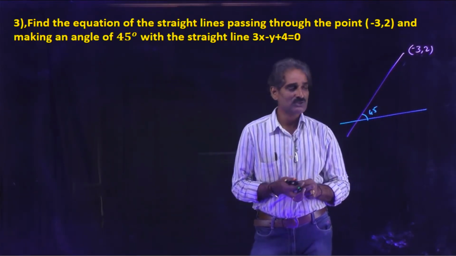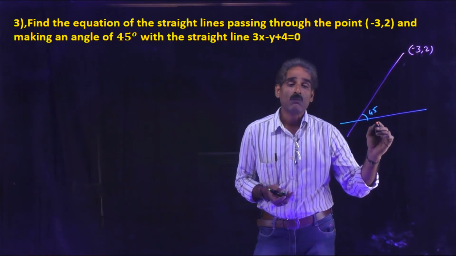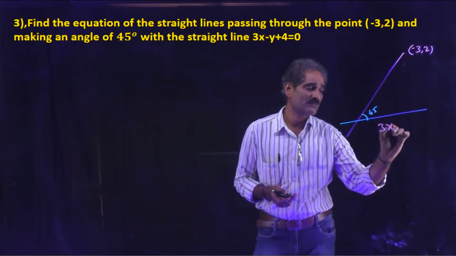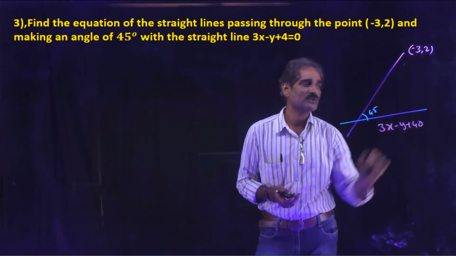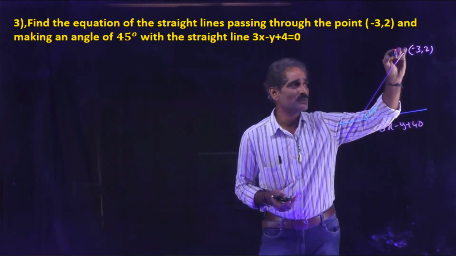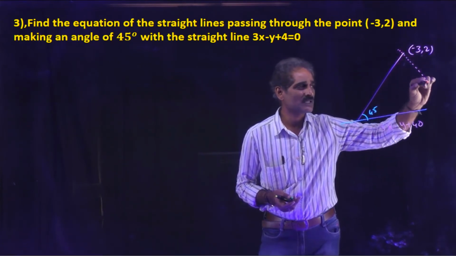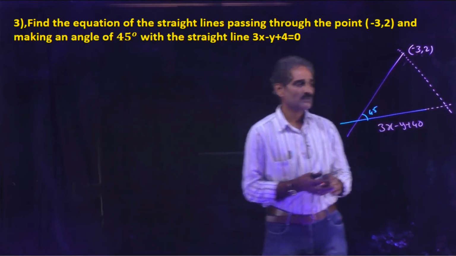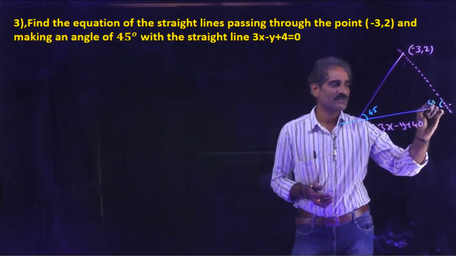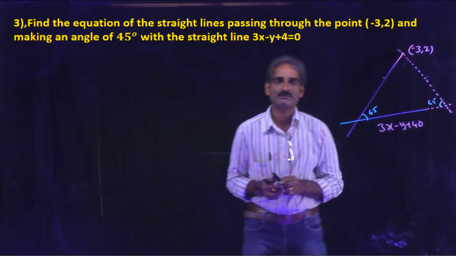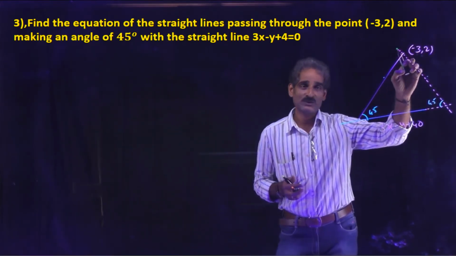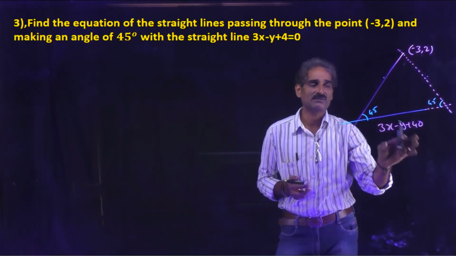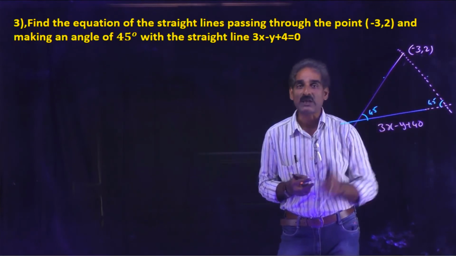So the equation of this line is 3x minus y plus 4 equals 0. Here there is a possibility to get another line. Here also the angle is 45. Here we have to find these two lines. There exist two lines which are passing through the same point (-3, 2) and making 45 degrees with another line. Here we have to find these two line equations.